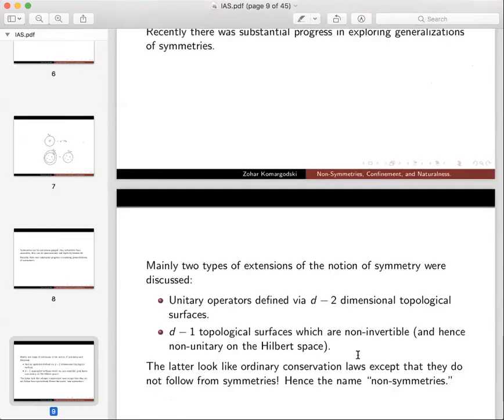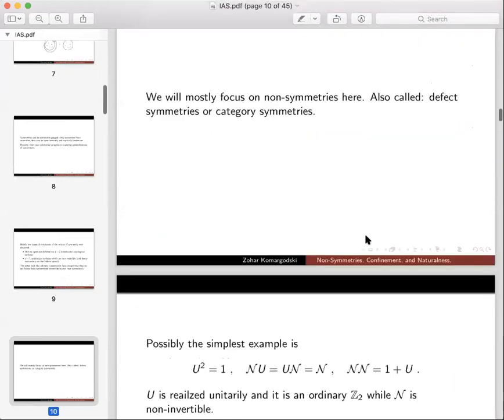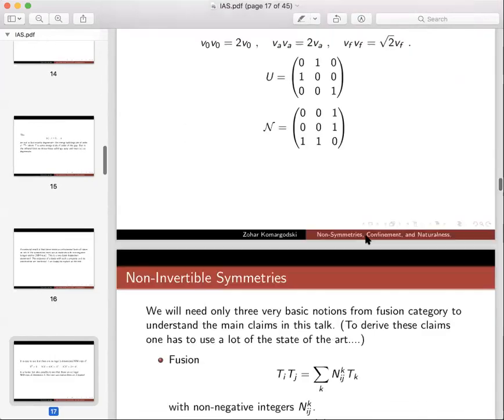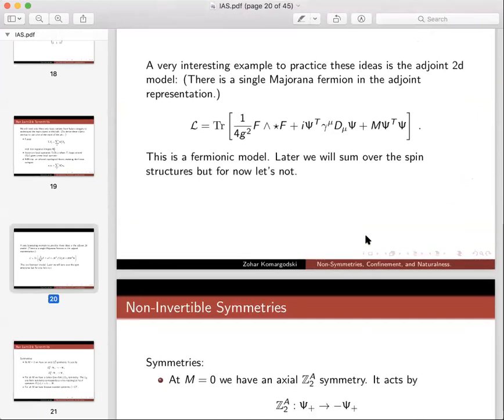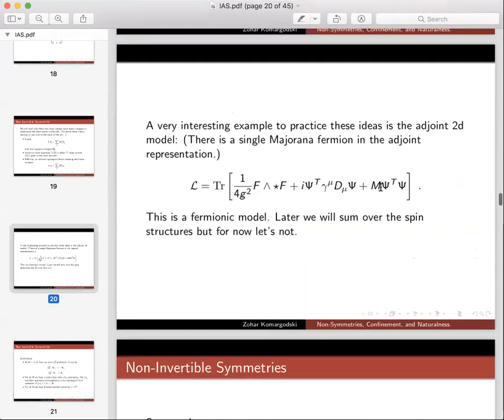I think there's also one more question from the audience. Yeah, I have one question. So in this gauge theory, you are saying that it develops a mass gap even when this parameter m is 0? Yes. How do you know that?